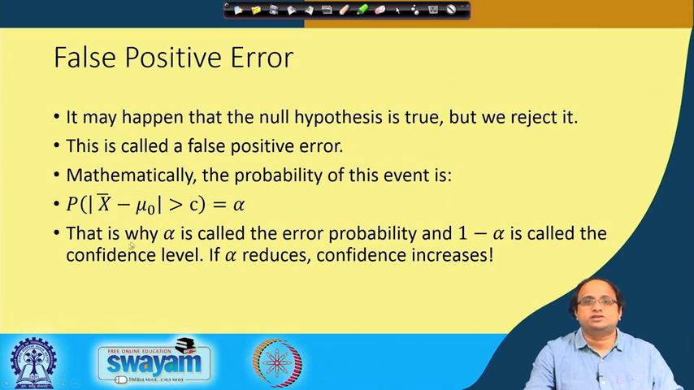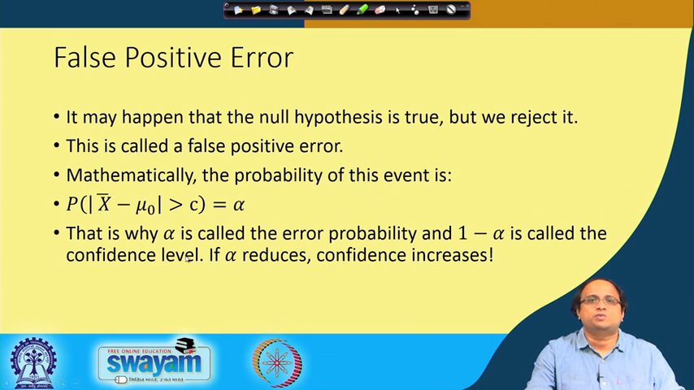So, therefore, this brings us to the fact why alpha is called an error. You remember that I called alpha an error. It is because of this fact that it is nothing but the false positive error. It may happen that the null hypothesis is true, but we reject it, and this is called a false positive error. Mathematically, the probability of this event is nothing but P of absolute value of x bar minus mu naught greater than c, and that is equal to alpha.